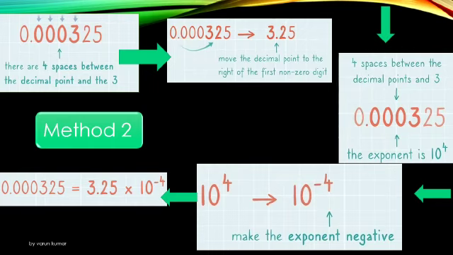Now we have to count how many digits we moved. We count that, and it is 4 digits. So the exponent is 10 to the power 4. Now see here, this is a negative exponent, so we have to write 10 to the power minus 4. After that, we write the answer: 3.25 into 10 to the power minus 4.